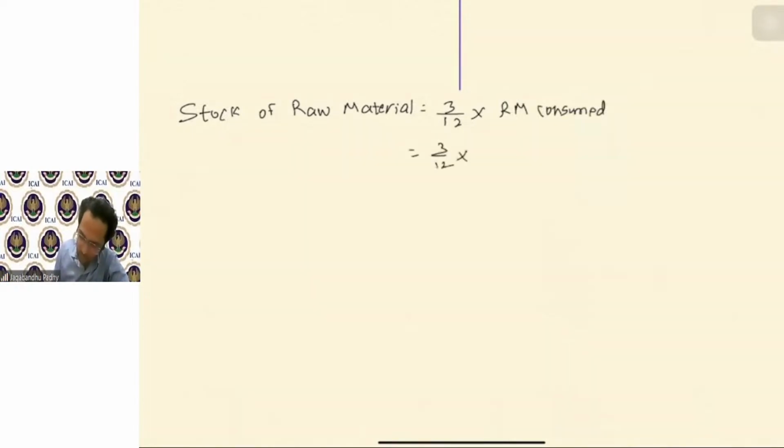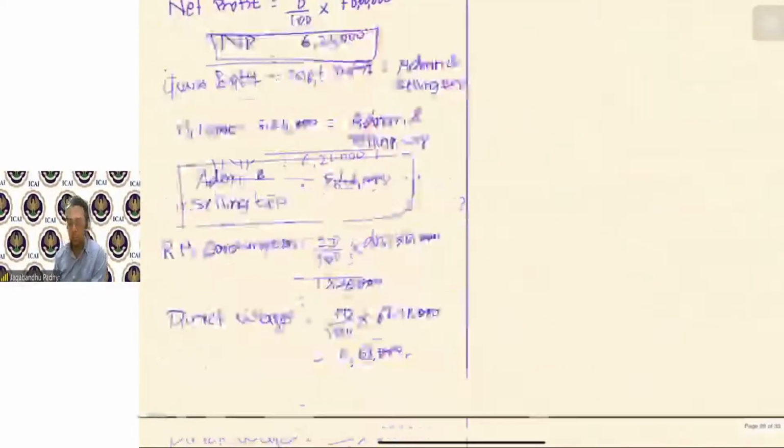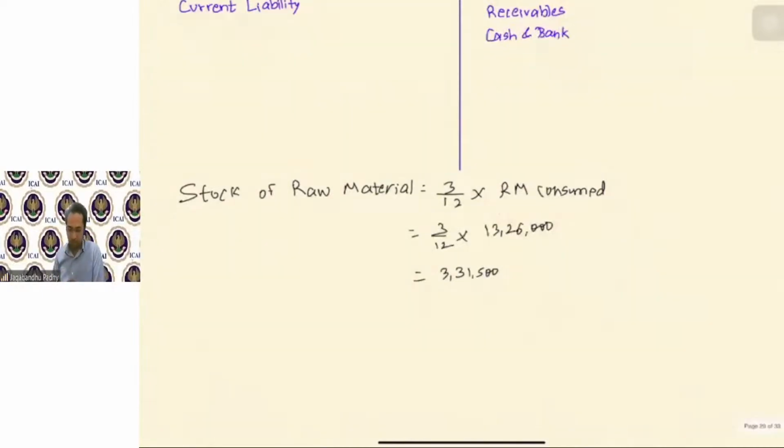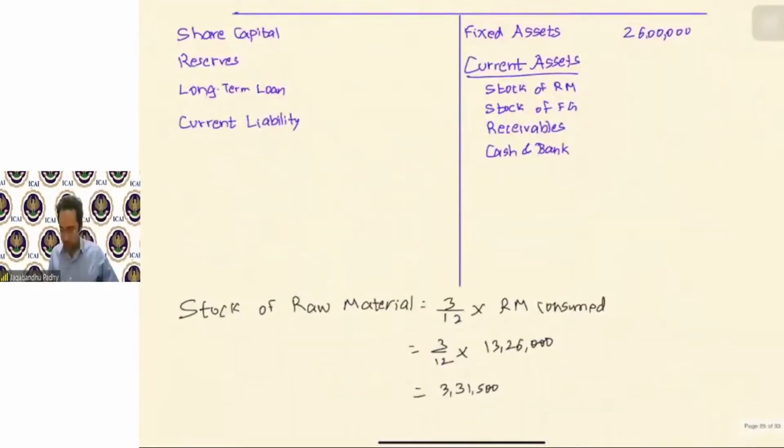That is 3 by 12 into raw material consumption, which we have computed in the P&L, 13 lakh 26,000. Stock of raw material will work out to be 13 lakh 26,000 into 3 divided by 12, 3 lakh 31,500. Then stock of raw material, we got the figure as 3 lakh 31,500.